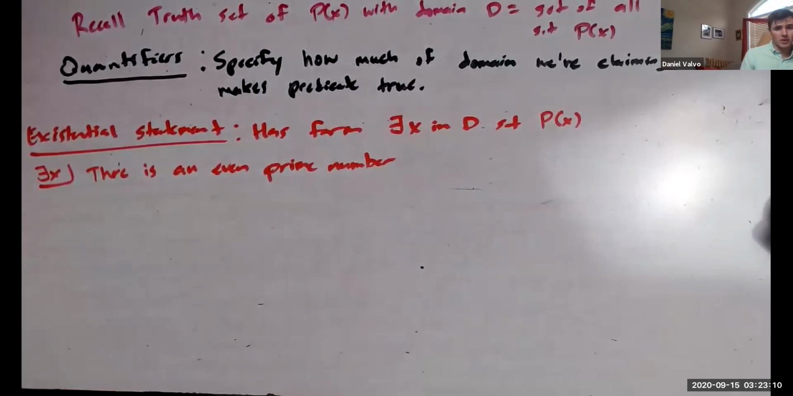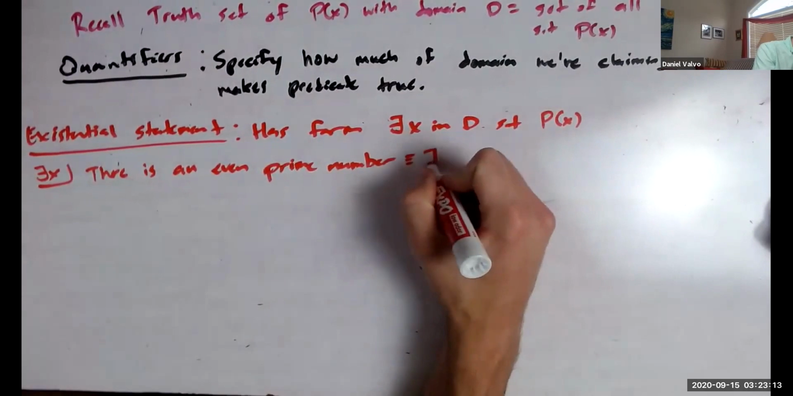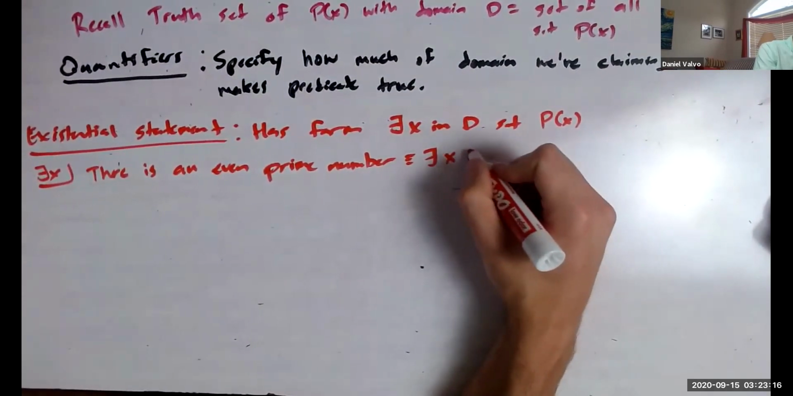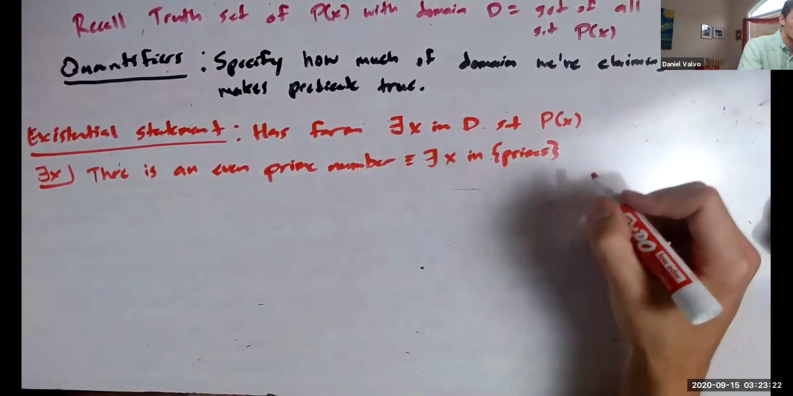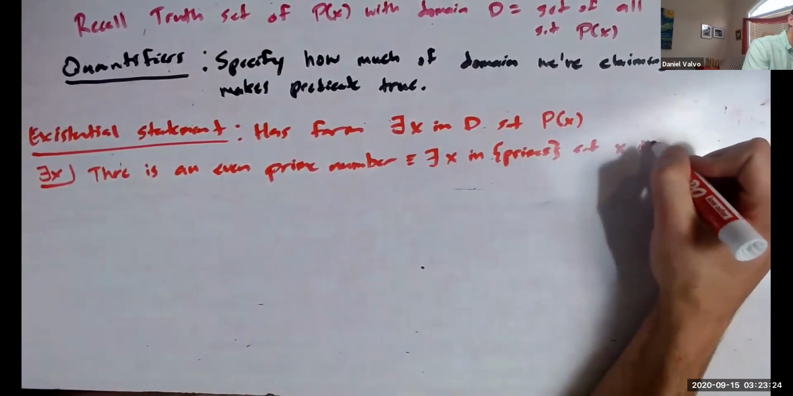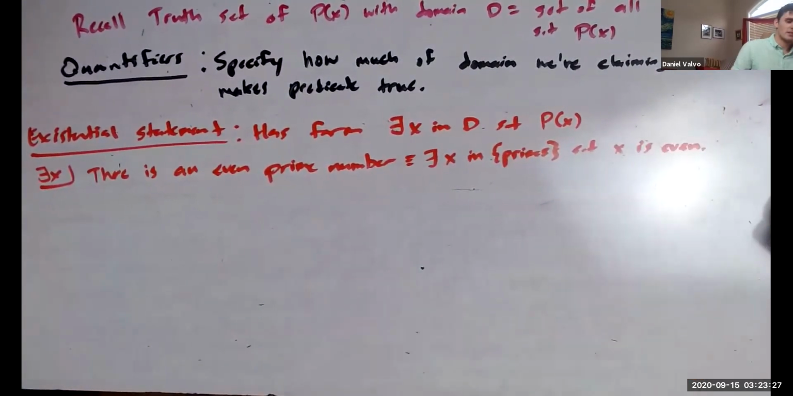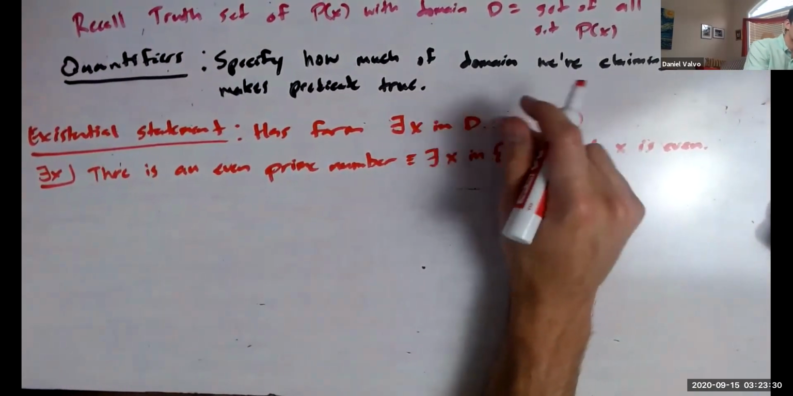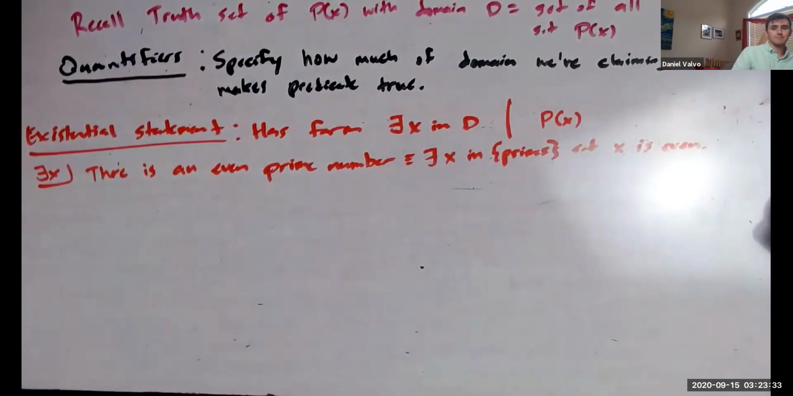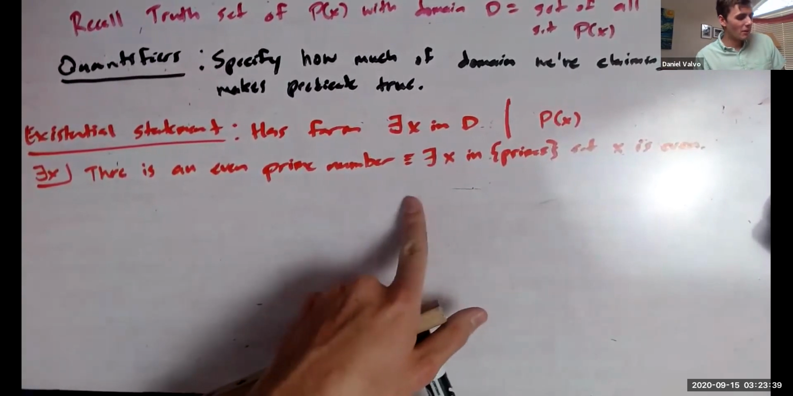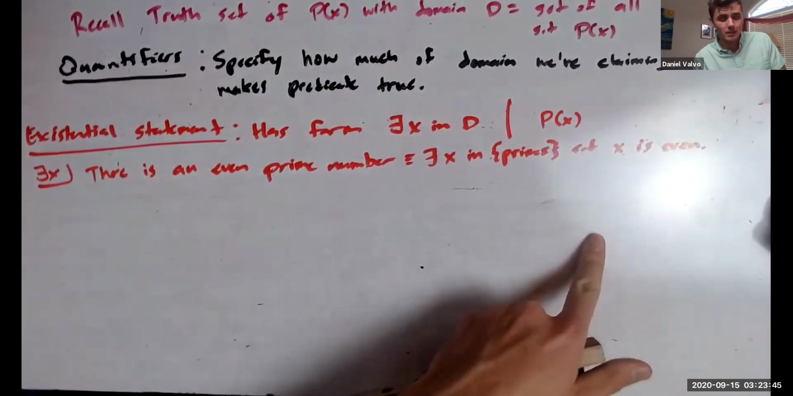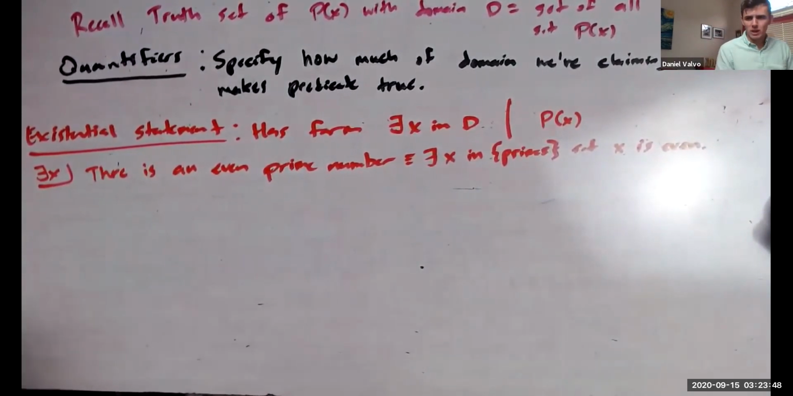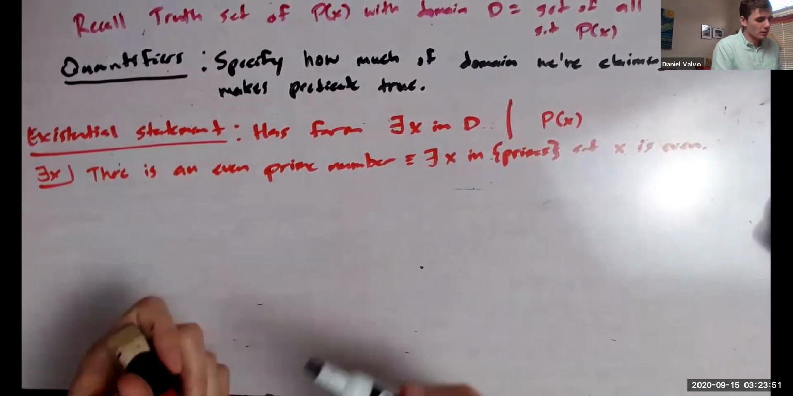So one way you can think about that statement is: there exists an X in the primes such that X is even. And by the way, sometimes "such that" is written as a bar. I don't know why, it just is. Anyway, this is an even prime number. That's saying there exists an X in primes such that X is even. Okay, does that make sense, what an existential statement is? It's just a there exists statement.